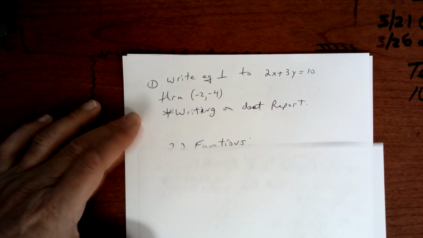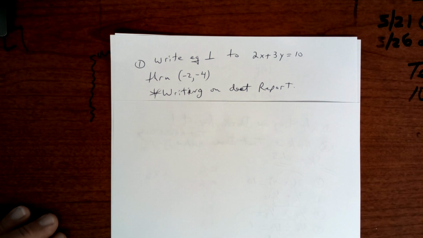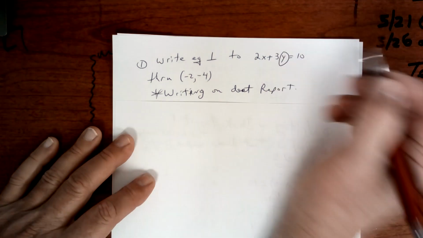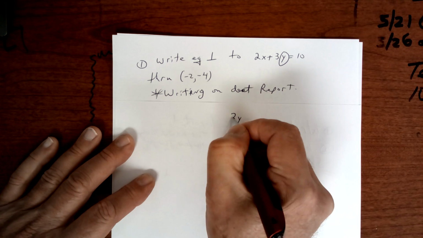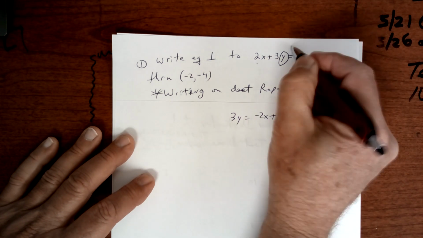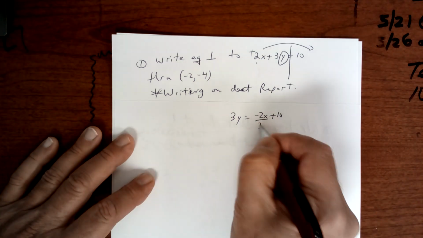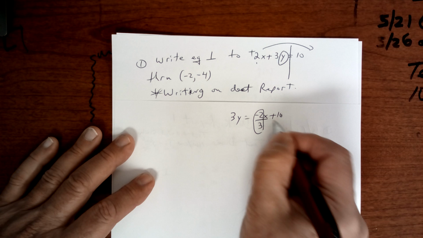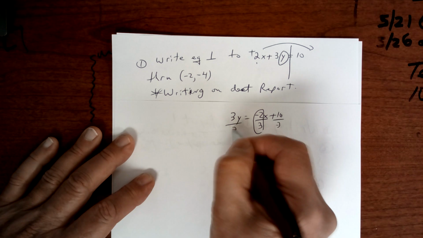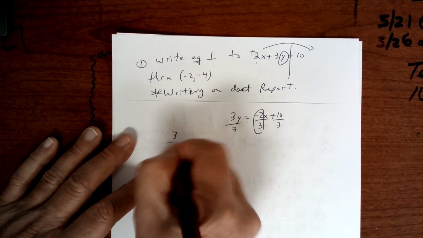Well, let's take a look here. Functions. Oh, this one right here. Perpendicular. So you got to solve this for y. So you're going to get 3y equals negative 2x plus 10, because you got to move the 2x over here. It changes, right? You're going to divide by 3. All we want is the slope. So the slope is this, but we want perpendicular. So you got to flip it and change it, and that's what it is.